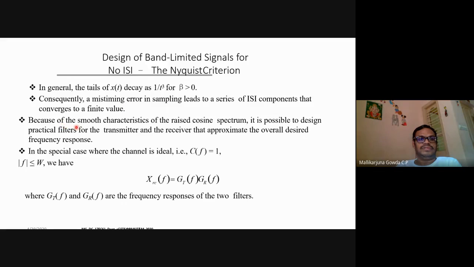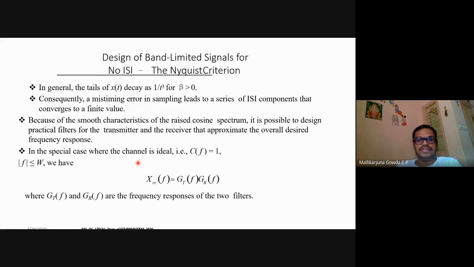Based on the smooth characteristics of this raised cosine spectrum, it is possible to design practical filters for the transmitter as well as the receiver that approximate the overall desired frequency response. What is the overall desired frequency response? Already I told you, X of f is equal to GT of f into GR of f. That is what is written here.